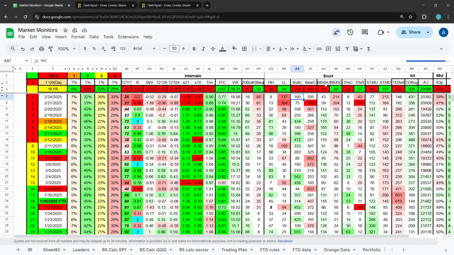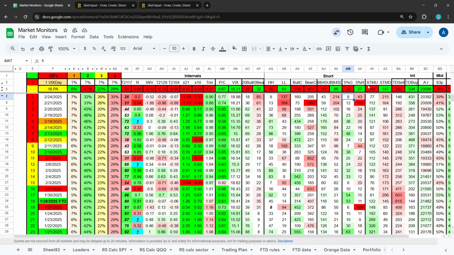Okay, and then BB45 and BB45D, that's basically just tracking stocks that are above a 45-day Bollinger Band and stocks that are below a 45-day Bollinger Band, which typically tells you if things are extended or not. And then over here, the 5% G, or green, or 5% red. This is basically stocks that have moved 5% on the day with $100 million dollar volume or more.